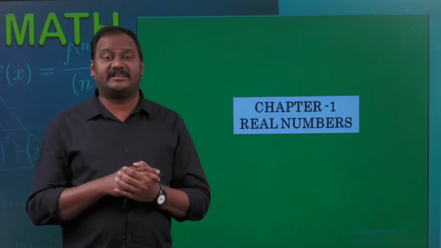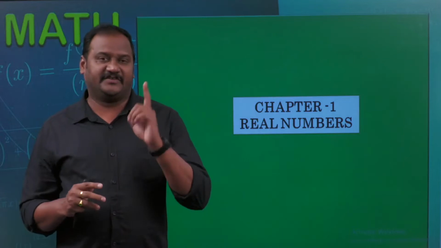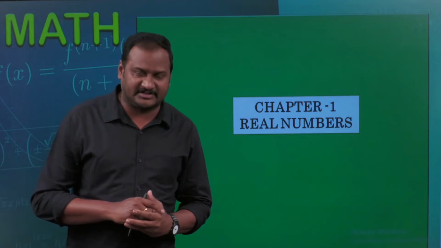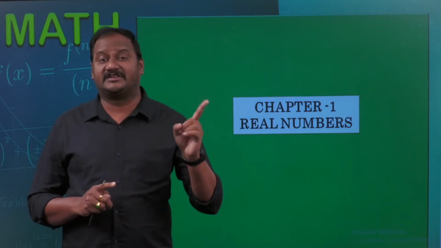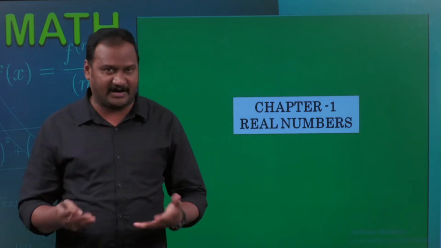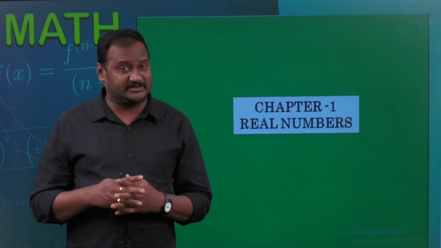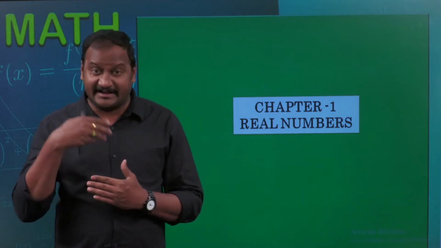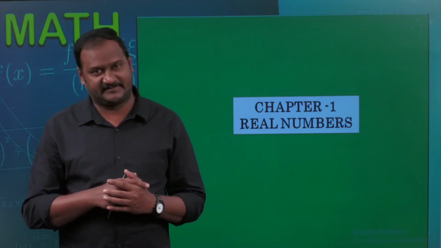Out of all these 15 chapters in our grade 10 CBSE curriculum, I will go one by one. The very first chapter is real numbers. In this chapter, we have some subtopics. The very first topic is Euclid's division algorithm or Euclid's division lemma. The second is finding LCM and HCF of two numbers and the relationship between LCM and HCF of two numbers, and then some applications based on LCM and HCF of numbers.